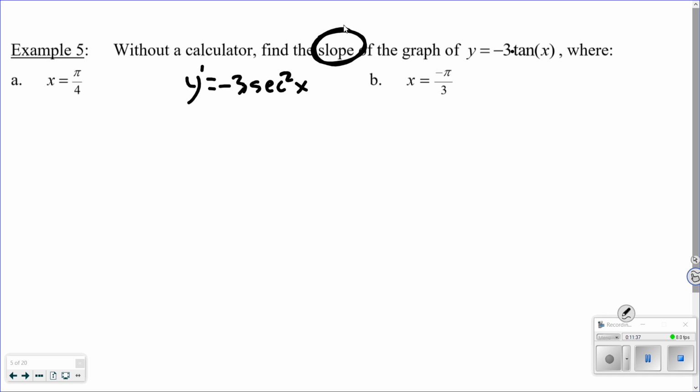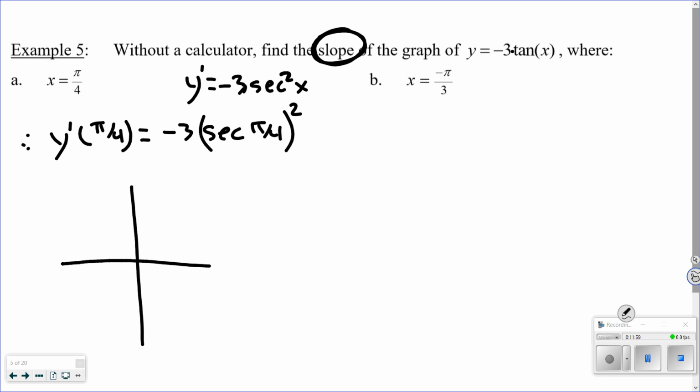So over here, I'm going to take y prime of pi fourths. All right, so if I plug in pi fourths, I get -3 secant squared of pi fourths. And remember, when you take the secant squared, it really means this: just take the secant of pi fourths and then square the answer. So we've got to figure out what the secant of pi fourths is. I'm going to draw a reference triangle to help me with that. Pi fourths is right there. It's a 45-degree angle. There's my triangle.